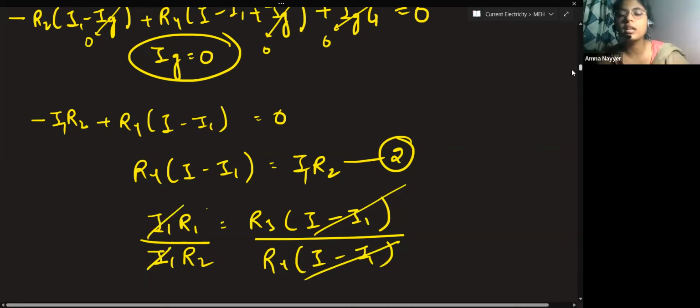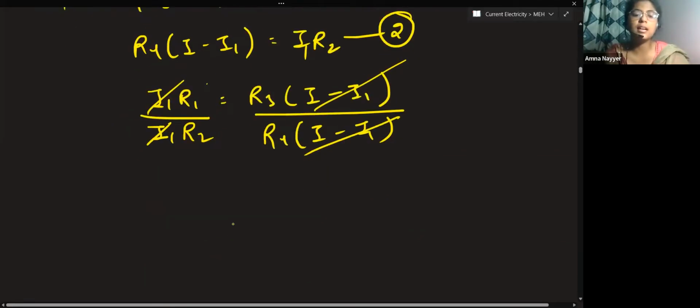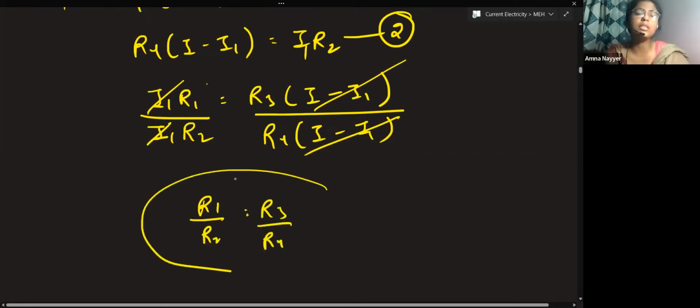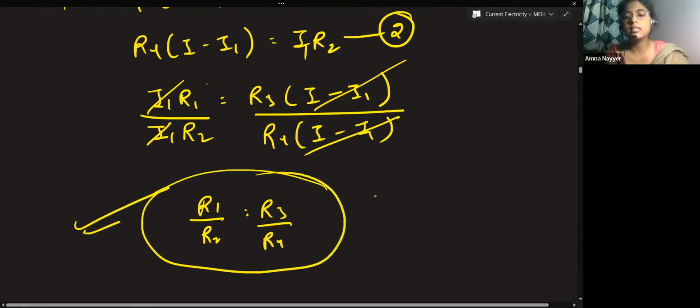Did we prove the condition or not? Hence the balancing condition is proven. R1 by R2 is equal to R3 by R4. That's what I told you in the starting, and this is known as the balancing condition. So with this, we complete Kirchhoff's law.